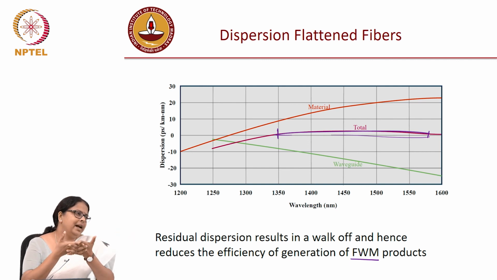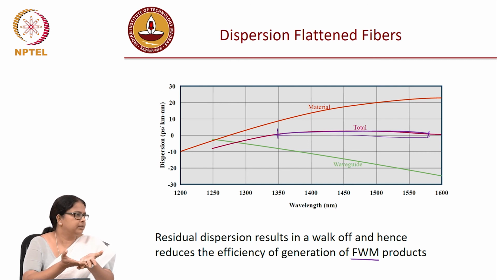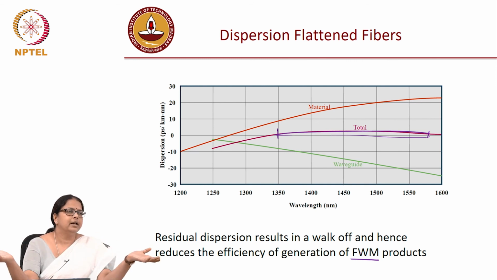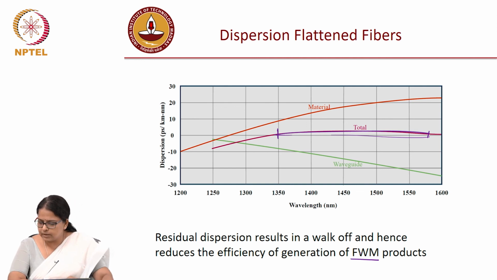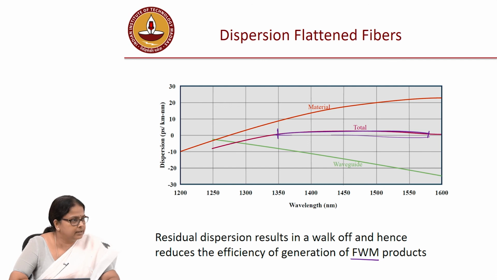So the key idea is the ability to manipulate the total dispersion by manipulating the waveguide dispersion, right. You should know how to change the waveguide dispersion so that you can control the total dispersion. So that brings us to the conclusion on the dispersion in standard single mode fibers.